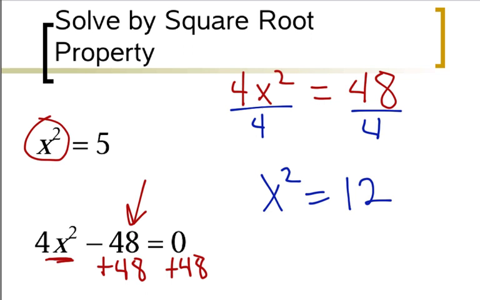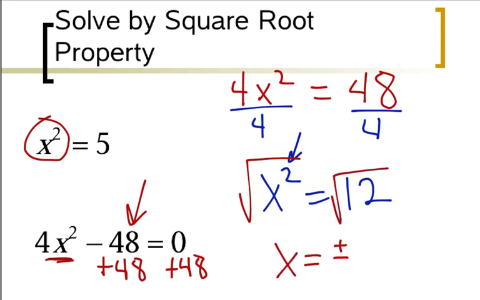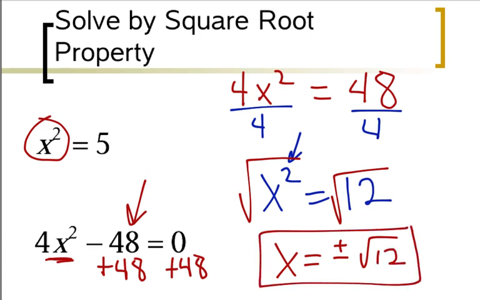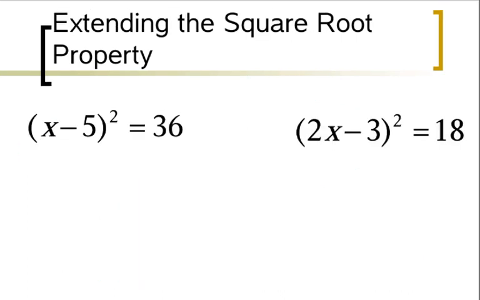And now to finish, because I have the square is the only thing I need to get rid of, I square root. And that should give me x equals plus or minus the square root of 12. Just don't forget your plus or minus sign, because you do actually have 2 answers. And this property can be extended to binomials.